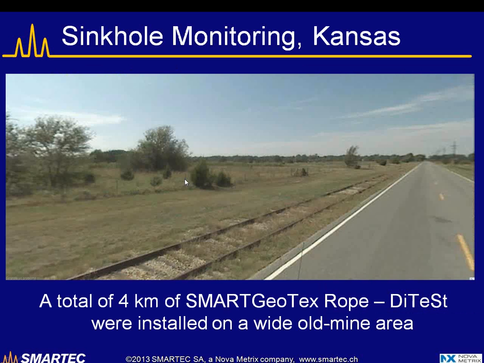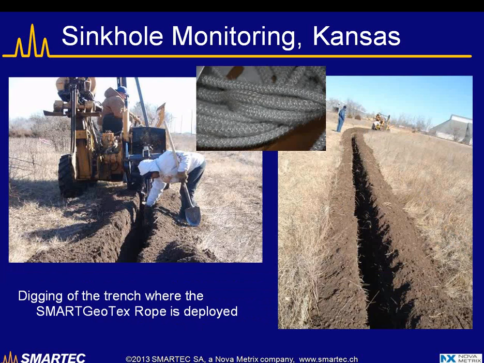Finally, an example. This is not a dam or levee, but it's a close application. Here, the purpose of the monitoring system in Kansas was to detect the onset of sinkholes. This is an old mining area, and sinkholes have formed in the past, and since there are some roads or railway lines that cross that area, it's important for the authorities to have an early warning system if a new sinkhole would form, so that the traffic can be stopped and other measures can be taken.